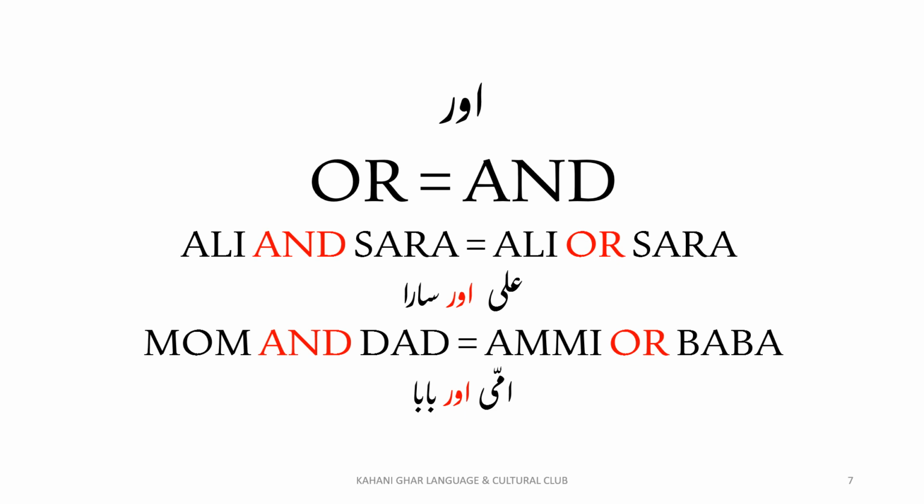And, or. Ali and Sarah, we will say Ali or Sarah. This is not English or. This is Urdu or, and it means and. Ali or Sarah. Mom and dad, Ammi or Baba. We can also say Abbu, Ammi or Abbu, or you can say Ammi or Baba.